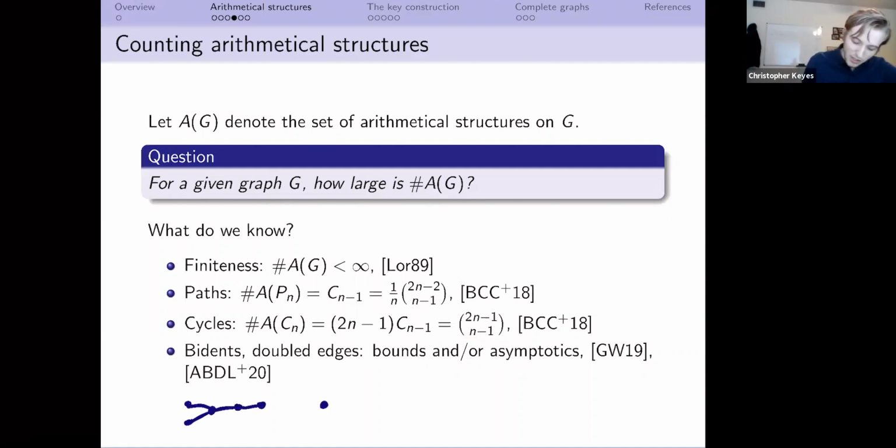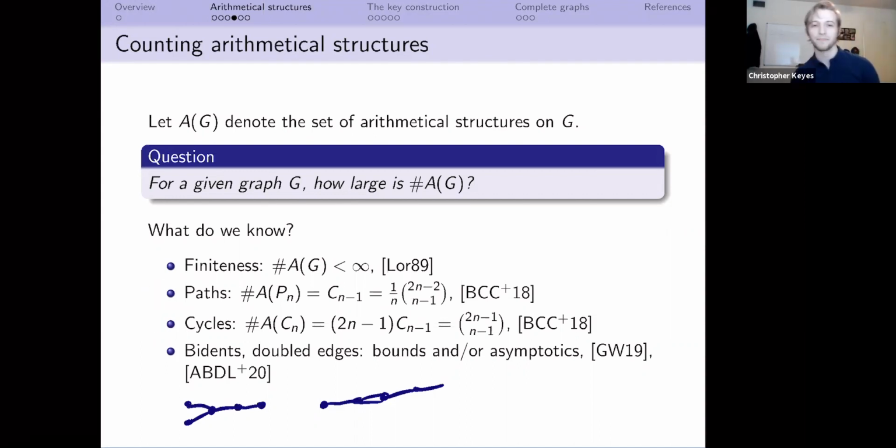Paths with doubled edges. People have studied recently how many arithmetical structures are on these things. But so far, the results aren't exact counts anymore. Like in the previous cases, they're upper bounds or possibly asymptotics or conjectures. So even with these small perturbations in the graph, we can't get that complete information that we can for paths and cycles.